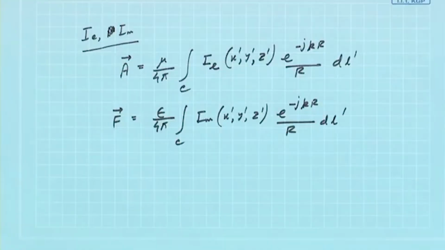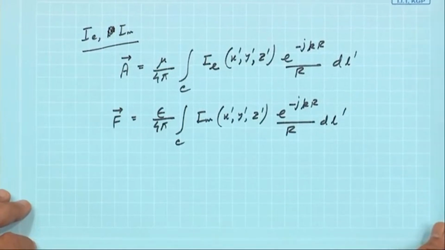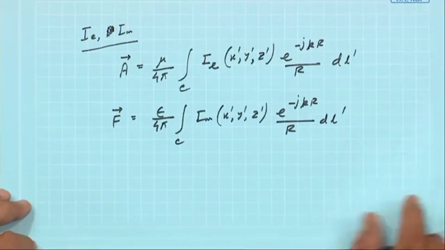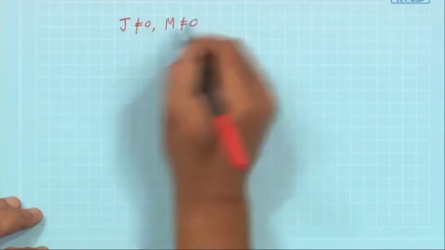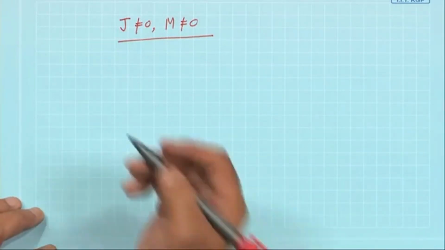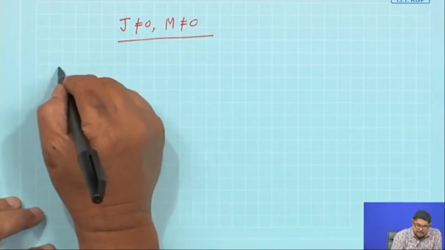Okay. So, we have seen these potentials and their solutions. Now we will see what is the solution of the electromagnetic fields radiated when both J and M are present, because we have seen separately when J is present or M is present. So, when both J is present and M is present.